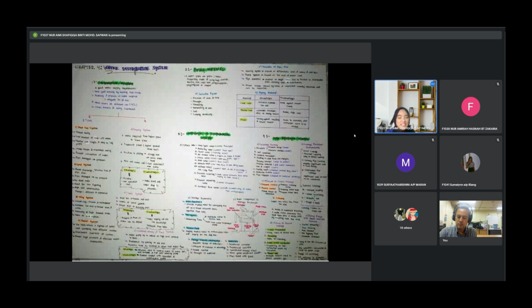For chapter 4, the topic is water distribution system. For water distribution system, there are 4 types: the first one is dead end system, the second one is grid system, the third one is ring system, and the last one is radial system. For the gravity system, there are advantages and disadvantages. The second one is the pipe system, and the third one is the combined gravity and pump system.